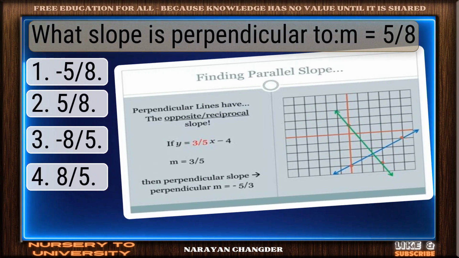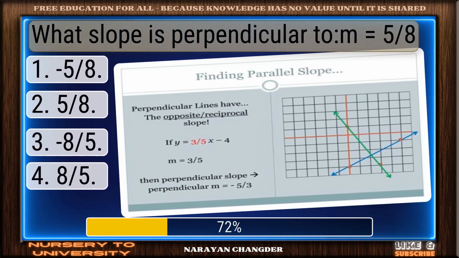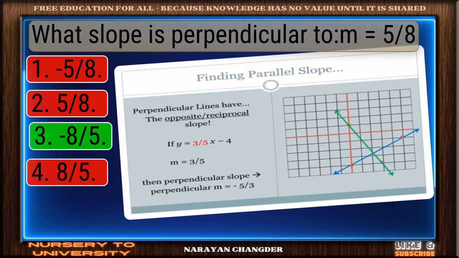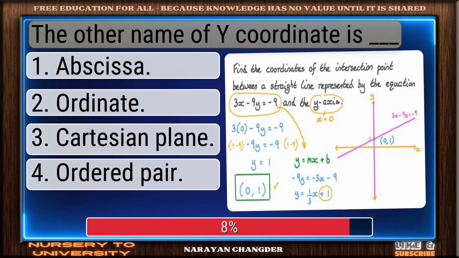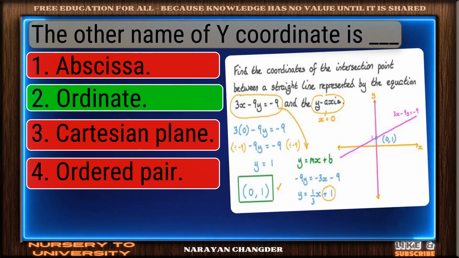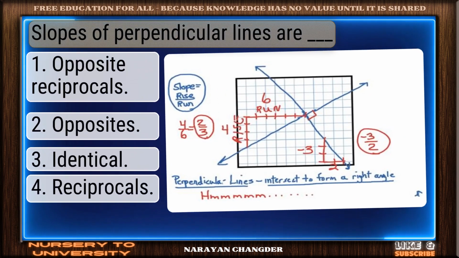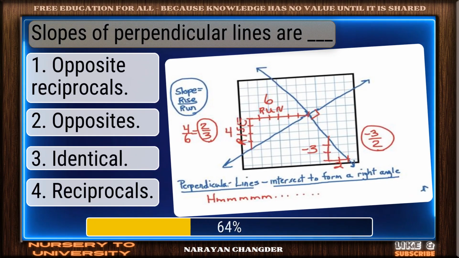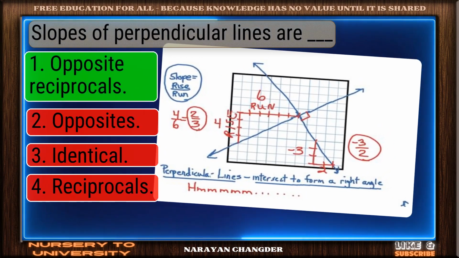What slope is perpendicular to m equal to 5/8? Sharp thinking. 8/5 is right. The other name of y coordinate is dash. Smart move. Ordinate is accurate answer. Slopes of perpendicular lines are dash. Clear logic. Opposite reciprocals is sound.